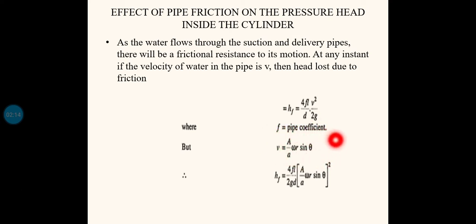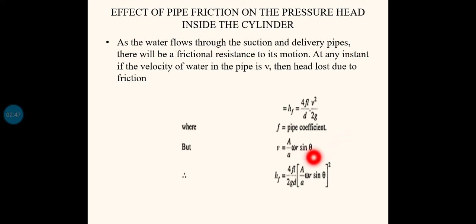v is equal to A by a omega r sin theta. Actually it is v equal to A by a omega r sin omega t. Omega t is theta, therefore we are writing v equal to A by a omega r sin theta. If this particular section is asked for higher marks, more than 6 or 5 marks, then definitely you can't write this equation directly here. Instead of writing this equation directly, you have to derive this part also. You can refer to the earlier presentation. Anyway, we have already done this, and that's why I am directly using v equal to A by a omega r sin theta.